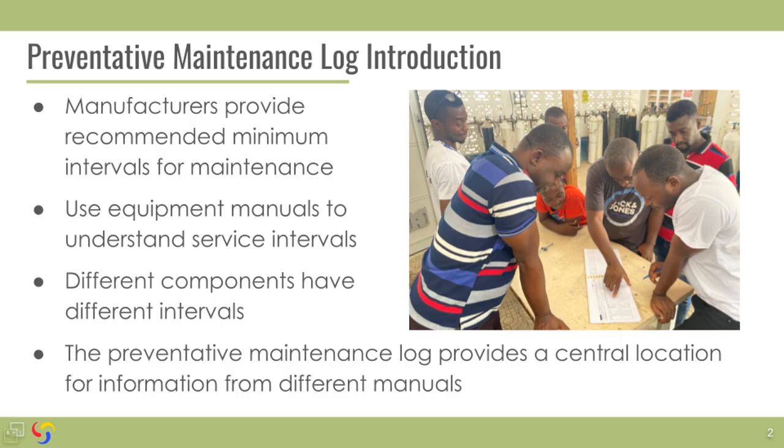Manufacturers provide recommended minimum intervals for maintenance for their equipment in the equipment manuals. Operators must use equipment manuals to understand service intervals for individual components. Different components of the PSA plant will have different service intervals. For example, the air compressor and oxygen generator will likely need service at different times. Within the air compressor, the air filter and oil separator element may need service at different times.